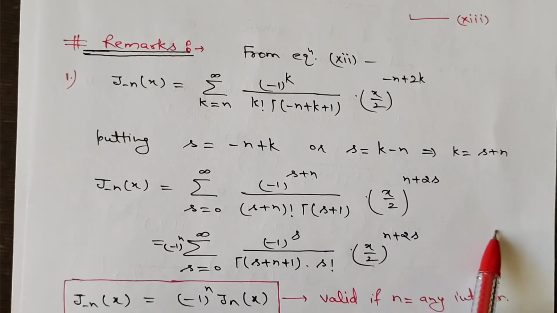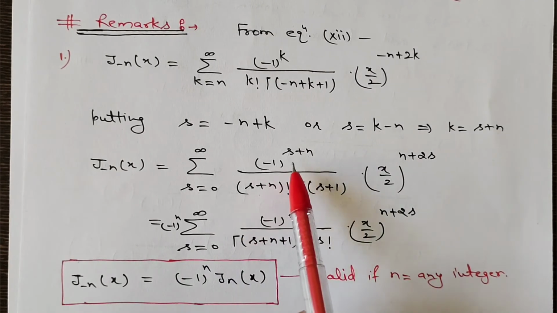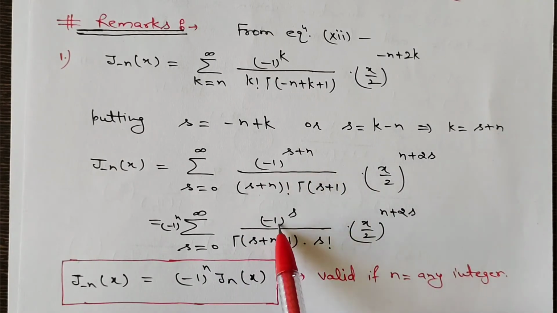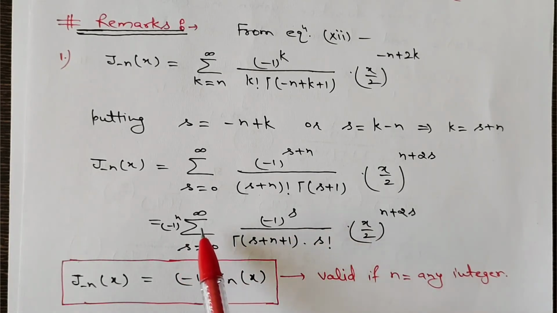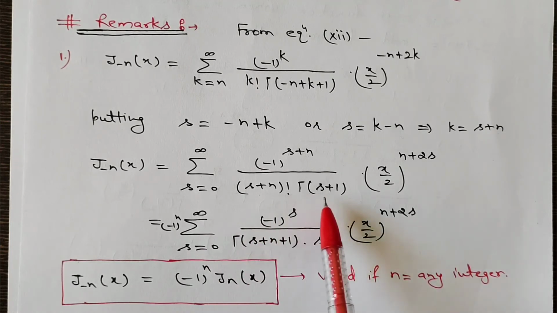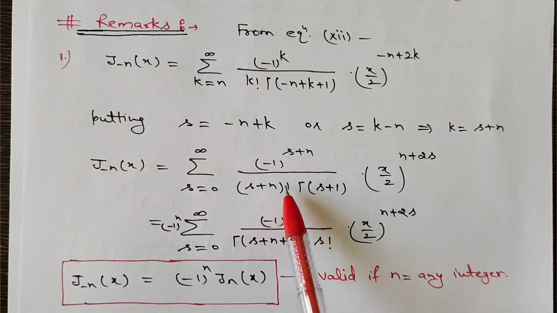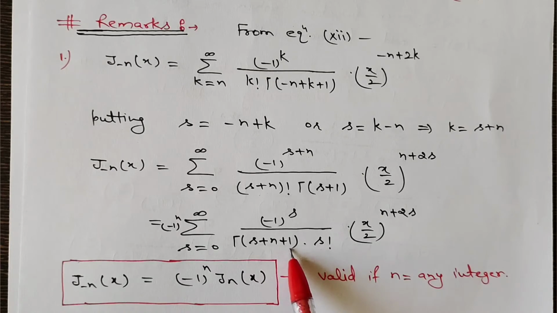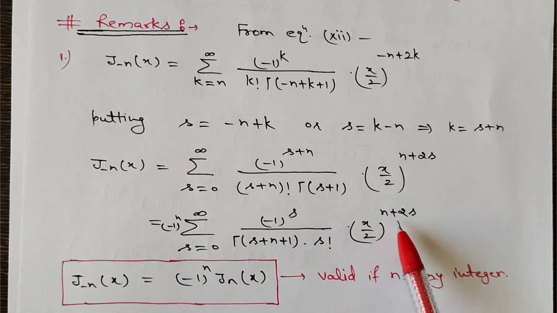Clear? So this can be simplified again: (-1)^(s+n) can be written as (-1)^s into (-1)^n, as summation is on s, so this (-1)^n can be taken outside the summation. So it will be summation over s going from 0 to infinity (-1)^s over Γ(s+1), which can be written in terms of factorial, and as we know that Γ(n+1) is n!, similarly Γ(s+1) is s!, and similarly this factorial can be written in terms of the gamma function, so (s+n)! can be written as Γ(s+n+1) into (x/2)^(n+2s).